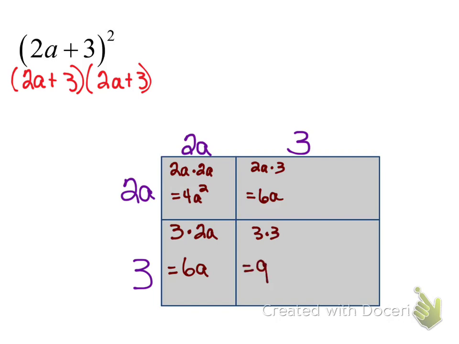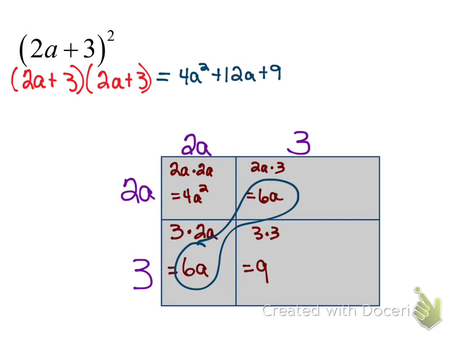Okay. Total area, Maddie. You have to combine the 6A and the other 6A. Okay. And when you do that, what do you end up with? 12A. Okay. And then we write our answer. 4A to the second power plus 12A plus 9. Box it. Nice job.